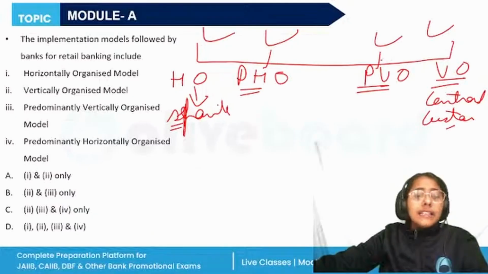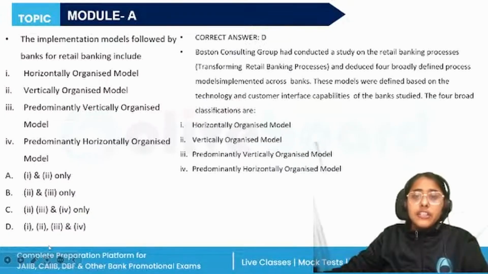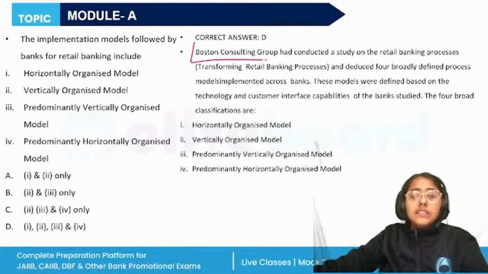So accordingly, the correct answer is option D, 1, 2, 3, and 4. All of these are the implementation models which are used. And these models are given by the Boston Consulting Group, which conducted a study on the retail banking processes and deduced four broadly defined process models. So these are the four models.